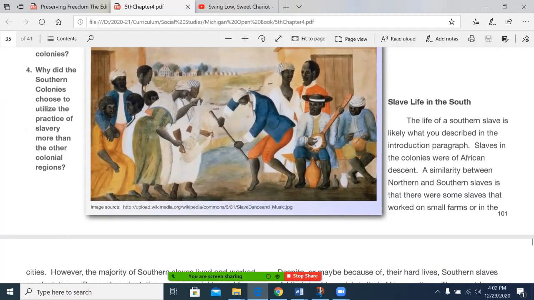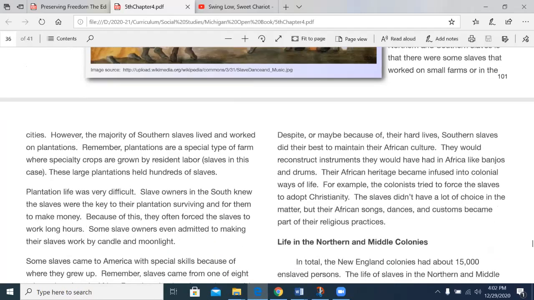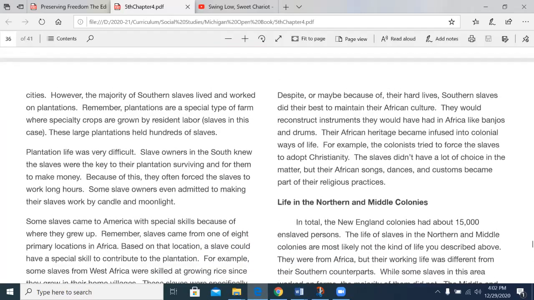Slave life in the South. The life of a Southern slave is likely what you described in the introduction paragraph. Slaves in the colonies were of African descent. A similarity between Northern and Southern slaves is that there were some slaves that worked on small farms or in the cities. However, the majority of Southern slaves lived and worked on plantations. Remember, plantations are a special type of farm where specialty crops are grown by resident labor, slaves in this case. These large plantations held hundreds of slaves.